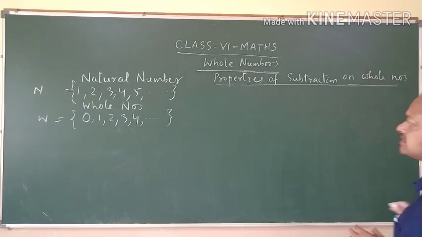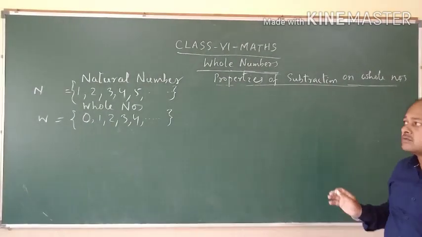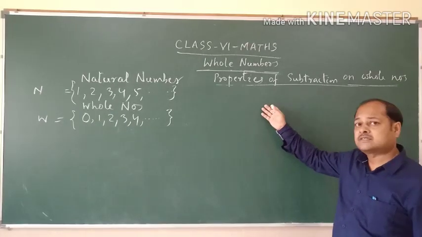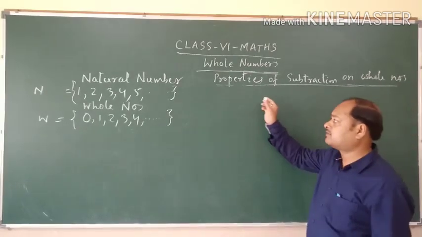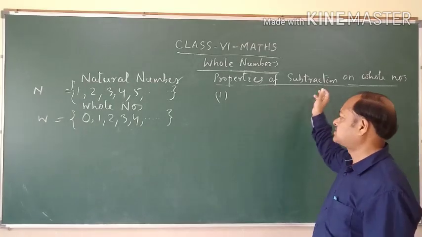Now we will discuss properties of subtraction on whole numbers. We already discussed the properties of addition on whole numbers, and now it is time to discuss the properties of subtraction on whole numbers. The first property is closure property. Let's see whether closure is applied in the case of subtraction or not.